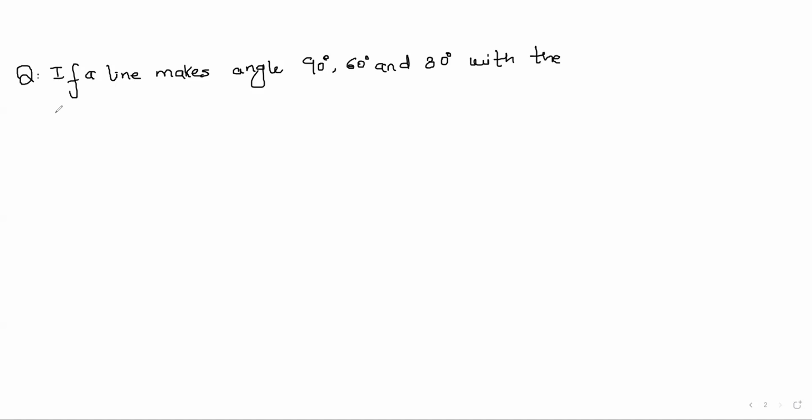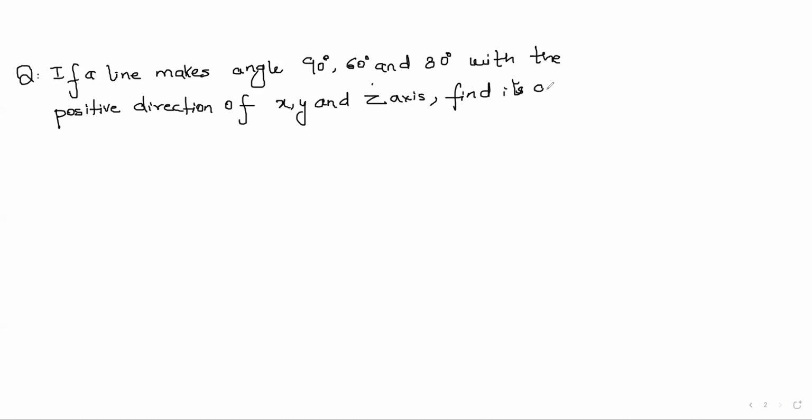Question is, if a line makes angle 90 degree, 60 degree, and 30 degree with the positive direction of x, y, and z axis, find its direction cosine. Okay. Please share your answer.